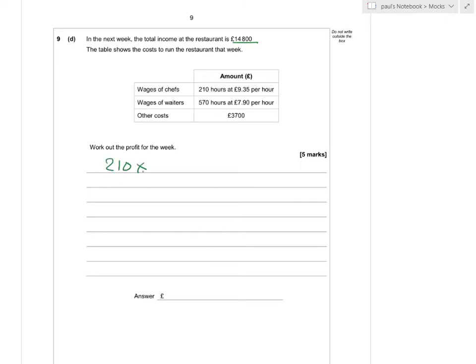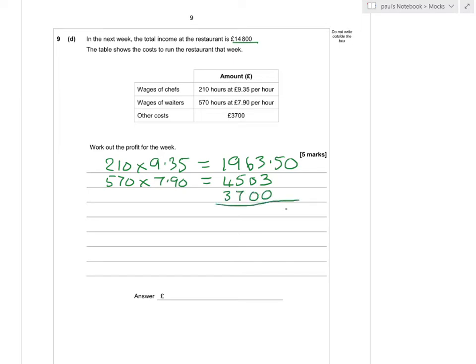So 210 times £9.35 is £1963.50, and the waiters is 570 times £7.90. It's a mean wage, £4503. So that's £4503, and the other costs are £3700. Add this lot together.